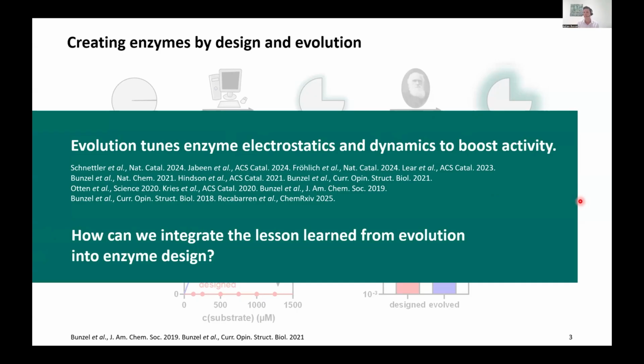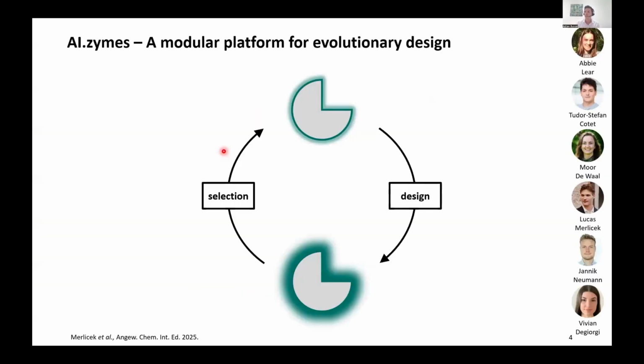So the next big question would be, now that we have learned these lessons, how can we integrate them into enzyme design? How can we tell a design engine such as Rosetta or ProteinMPNN to design, for instance, for a certain electrostatic environment at the active site? And this is pretty much how the idea was born to engineer AI.zymes.